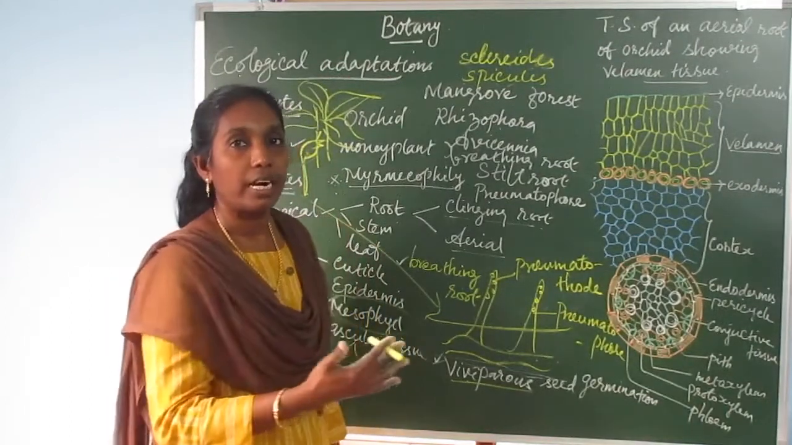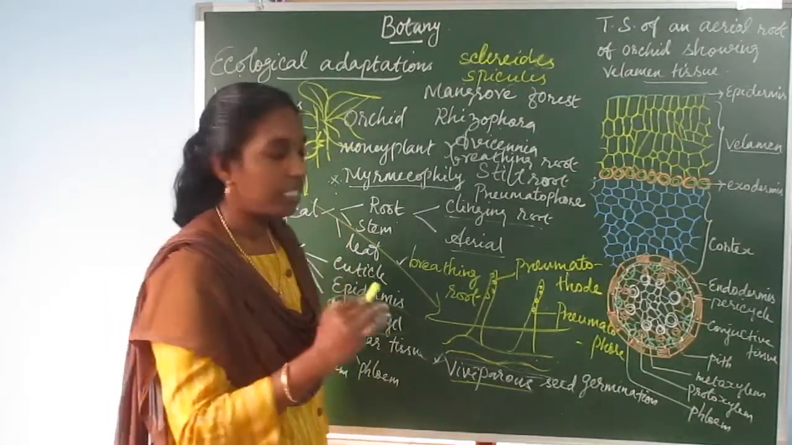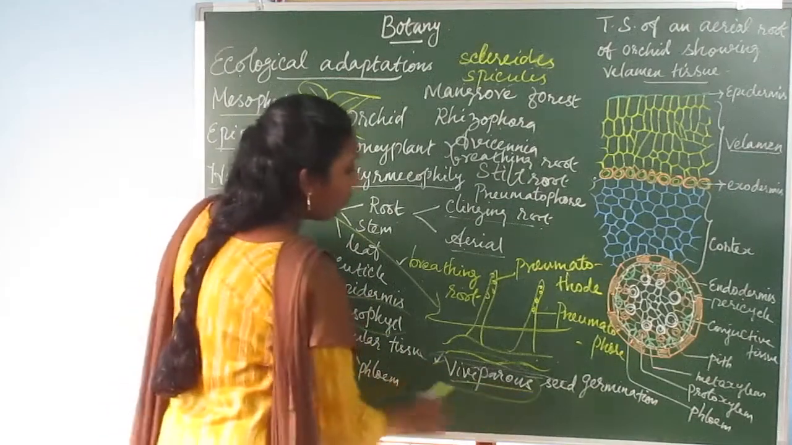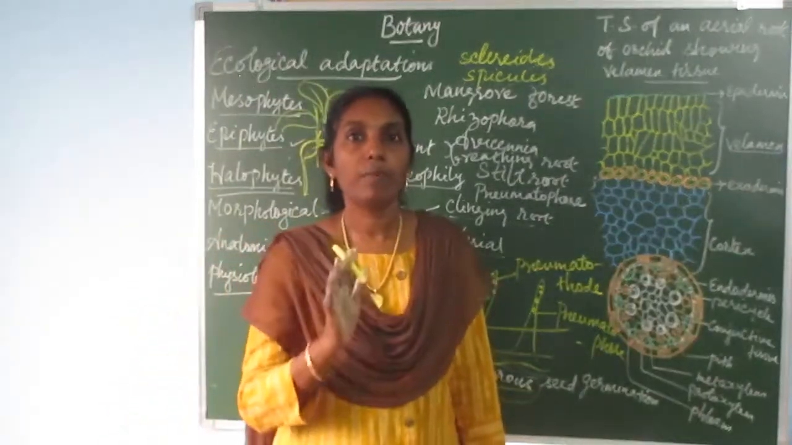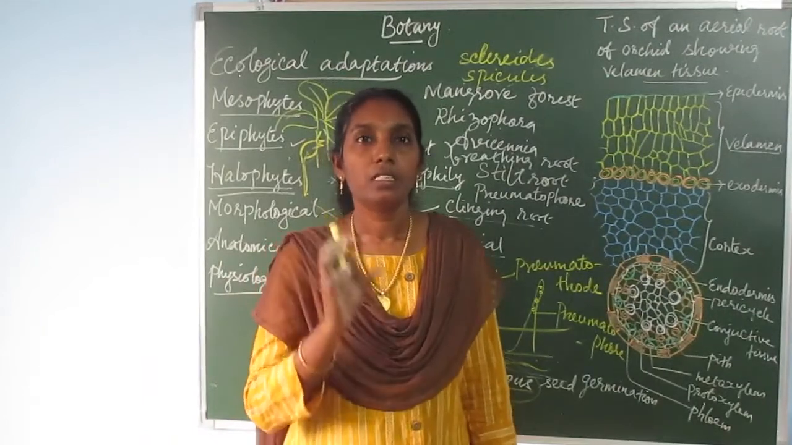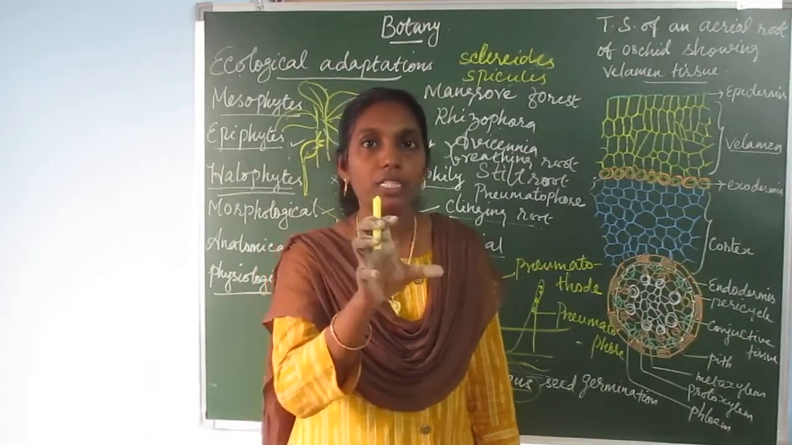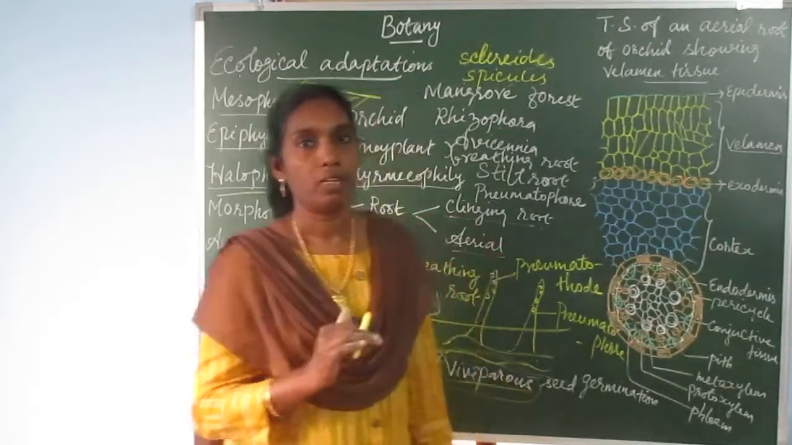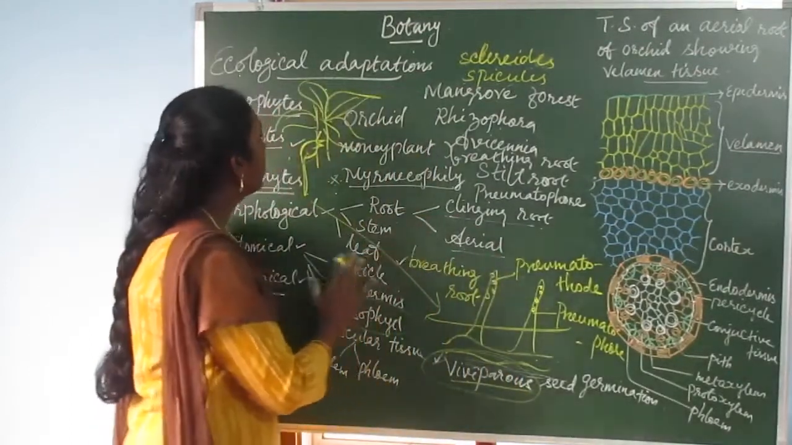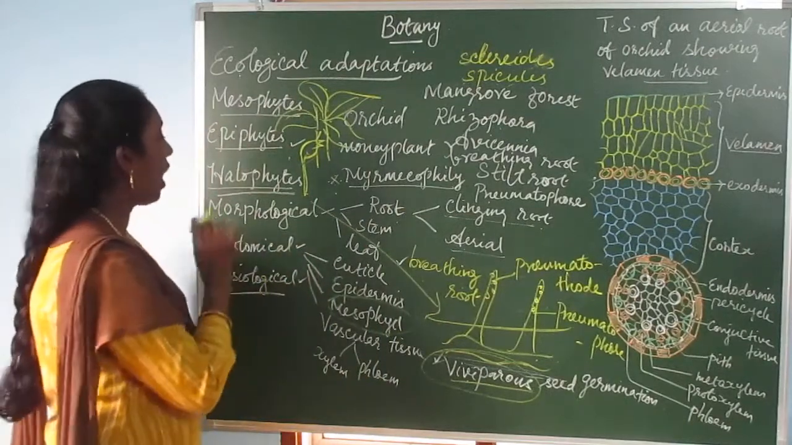Then physiological adaptation. The important point of physiological adaptation is the viviparous condition. What is meant by vivipary? The seed germinates within the fruit. After germinating, it falls down and develops normally. So these are the adaptations observed in halophytes.